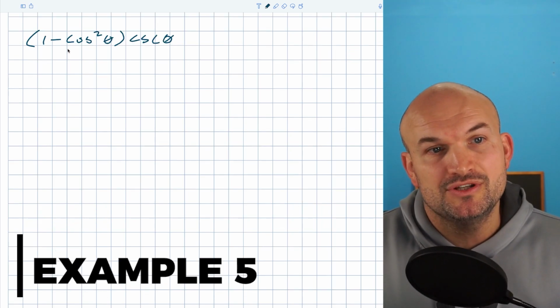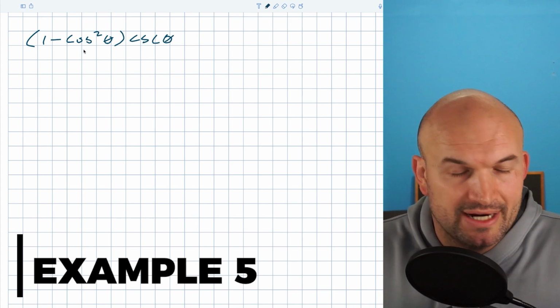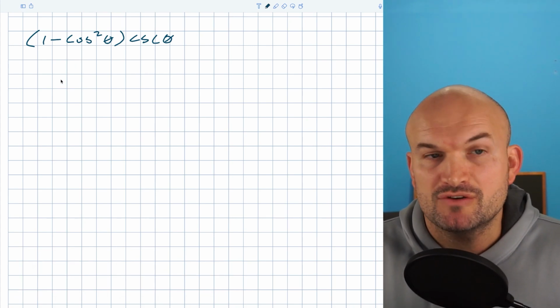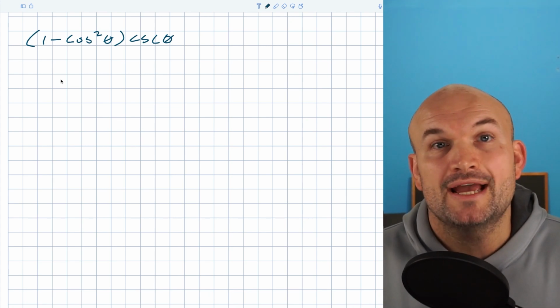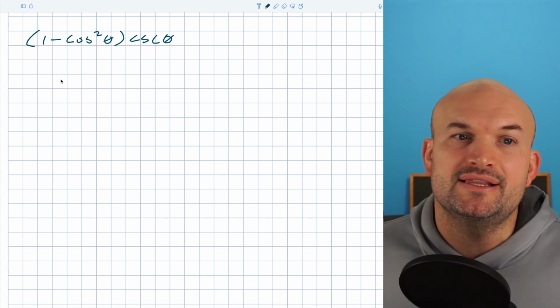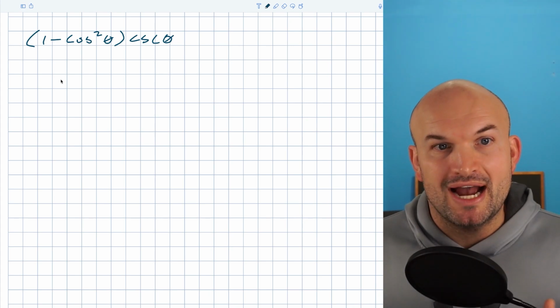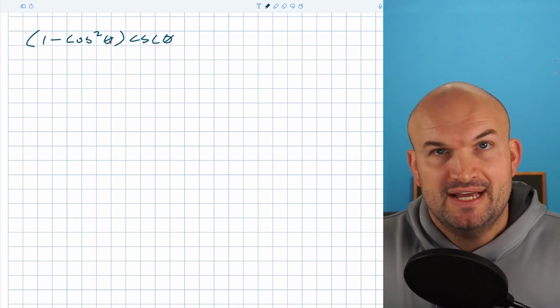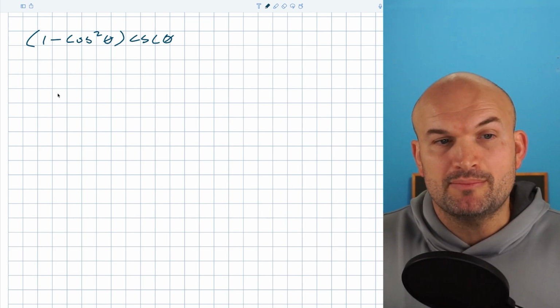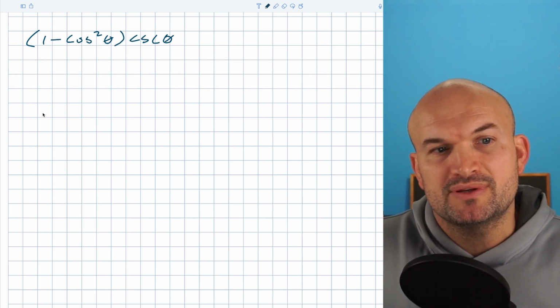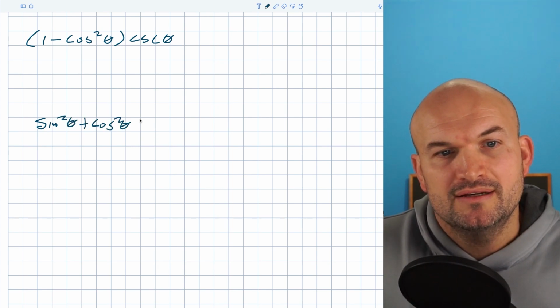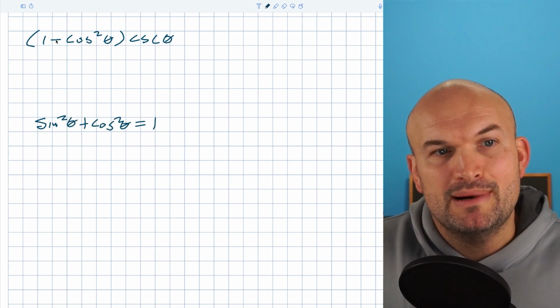All right, now in this example, you see 1 minus cosine squared of theta. One thing I want you to always pay attention to is whenever you see a trigonometric function squared, always think of your Pythagorean identities. It's not always going to be the truth that you're going to use them, however, I think that's a good place to start. So this 1 minus cosine squared of theta is another thing that trips up a lot of students, because a lot of students remember the Pythagorean identity as sine squared of theta plus cosine squared of theta equals 1, and they don't recognize how they're going to get this.